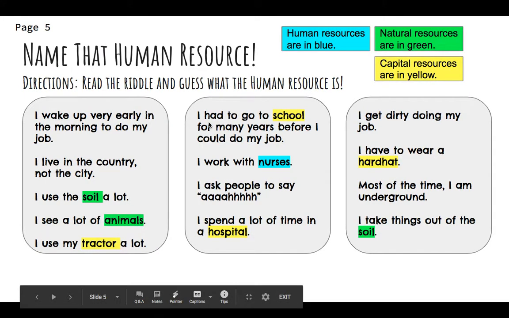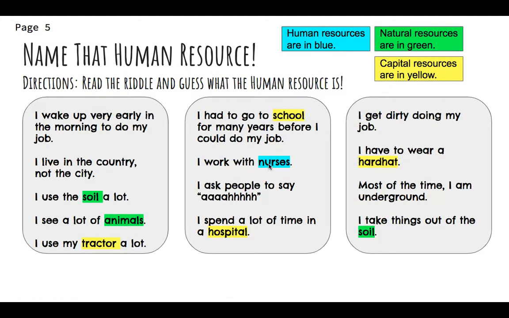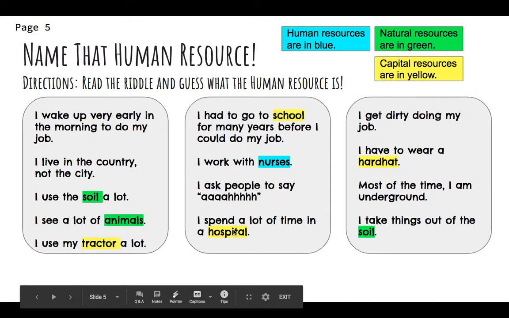All right, riddle number 2. I had to go to school for many years before I could do my job. I work with nurses. I ask people to say, ah, and I spend a lot of time in a hospital. Who might that be? And the last one.